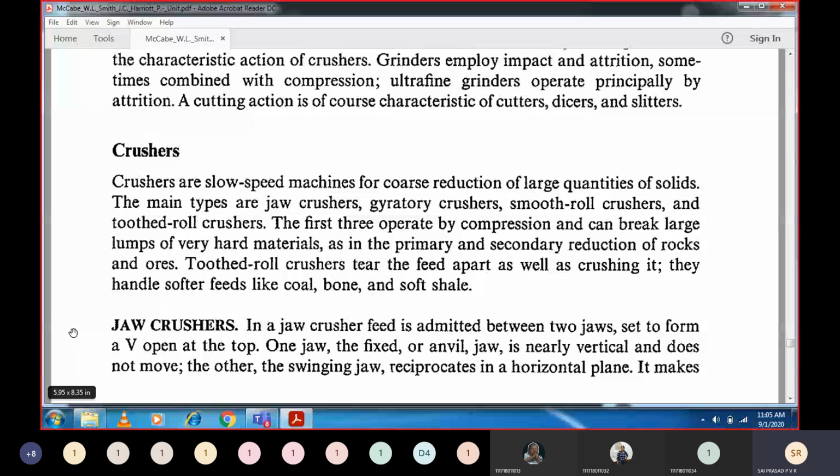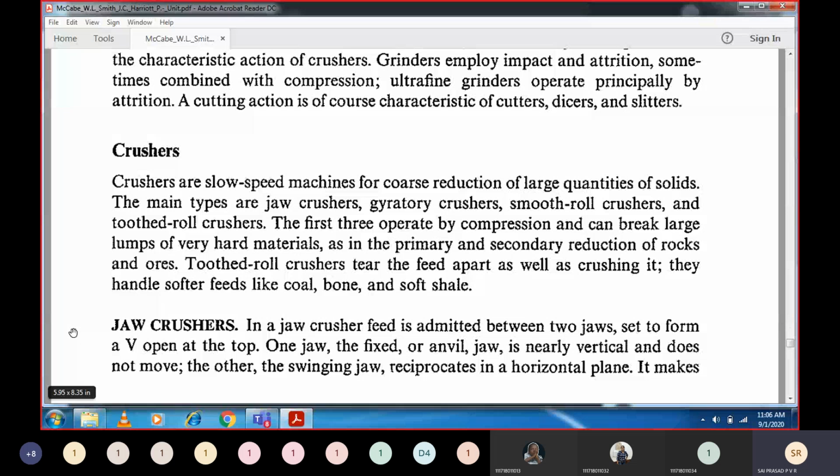So in a jaw crusher, feed is admitted between 2 jaws. There only you are supposed to admit it, because between these 2 jaws only the process of size reduction is taking place. The jaws are set to form a V shape at the top. So at the top, if you try to come, we have seen the diagram already, there will be a V shape. So initially at the head end of the V shape, the gap is more to facilitate the admission of larger size particles.